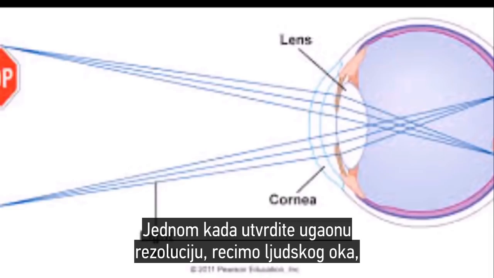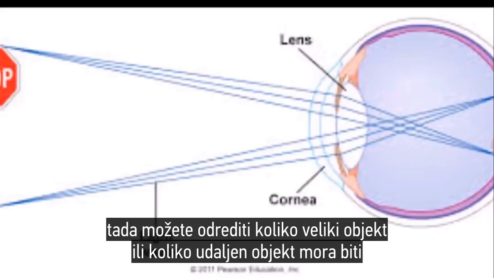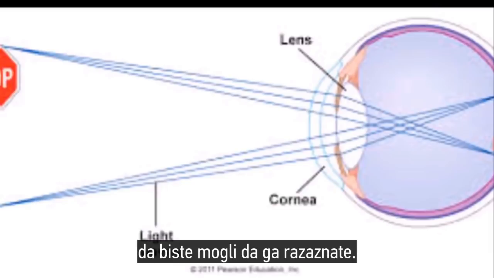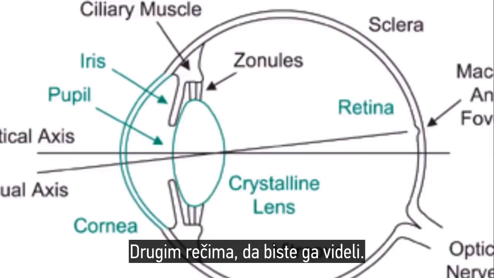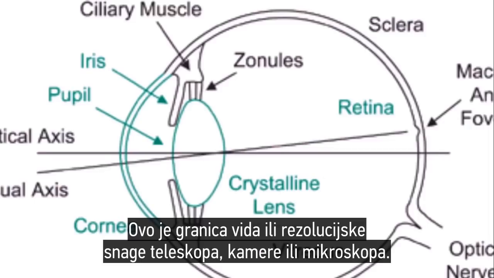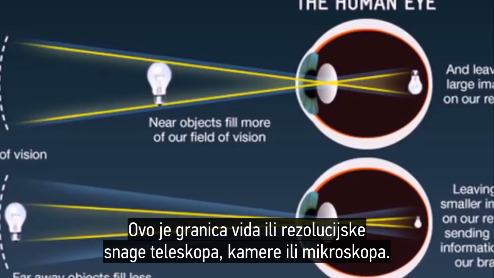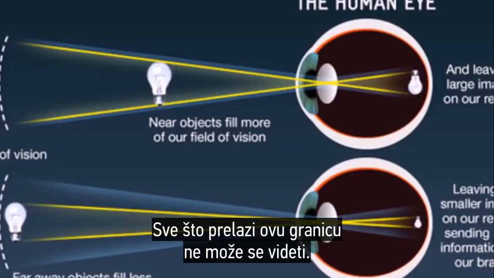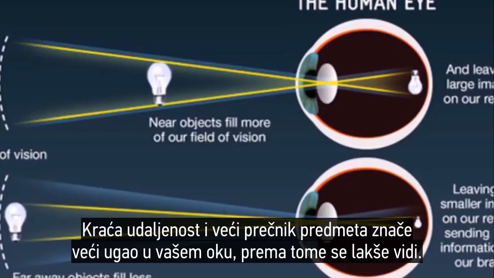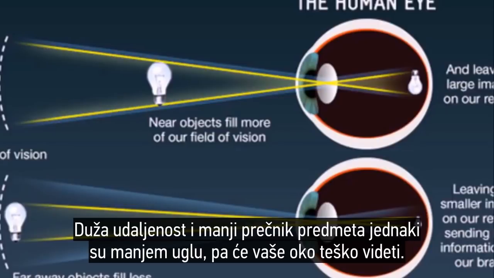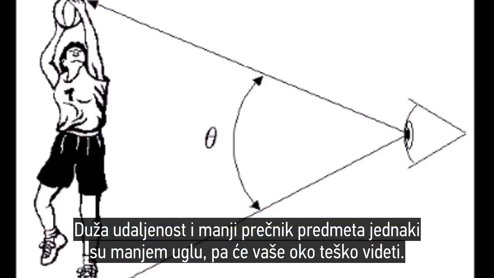Once you figure out the angular resolution of, say, the human eye, you can then determine how large or how far away an object must be for you to be able to resolve it. In other words, for you to be able to see it. This is the limit of eyesight, or the resolving power of a telescope, camera, or microscope. Anything beyond this limit cannot be seen. A shorter distance and larger diameter of an object equal a larger angle at your eye, thus easy to resolve. A longer distance and smaller diameter of an object equal a smaller angle, thus difficult for your eye to resolve.